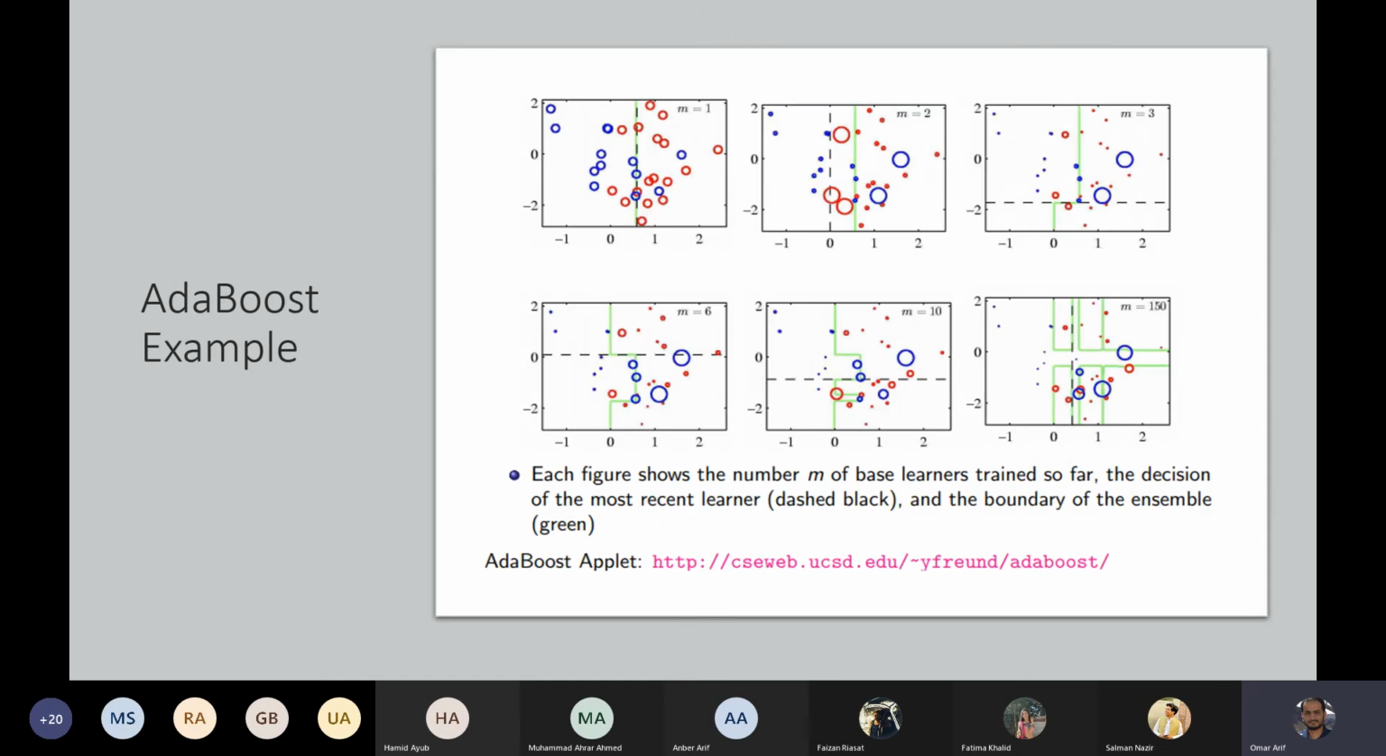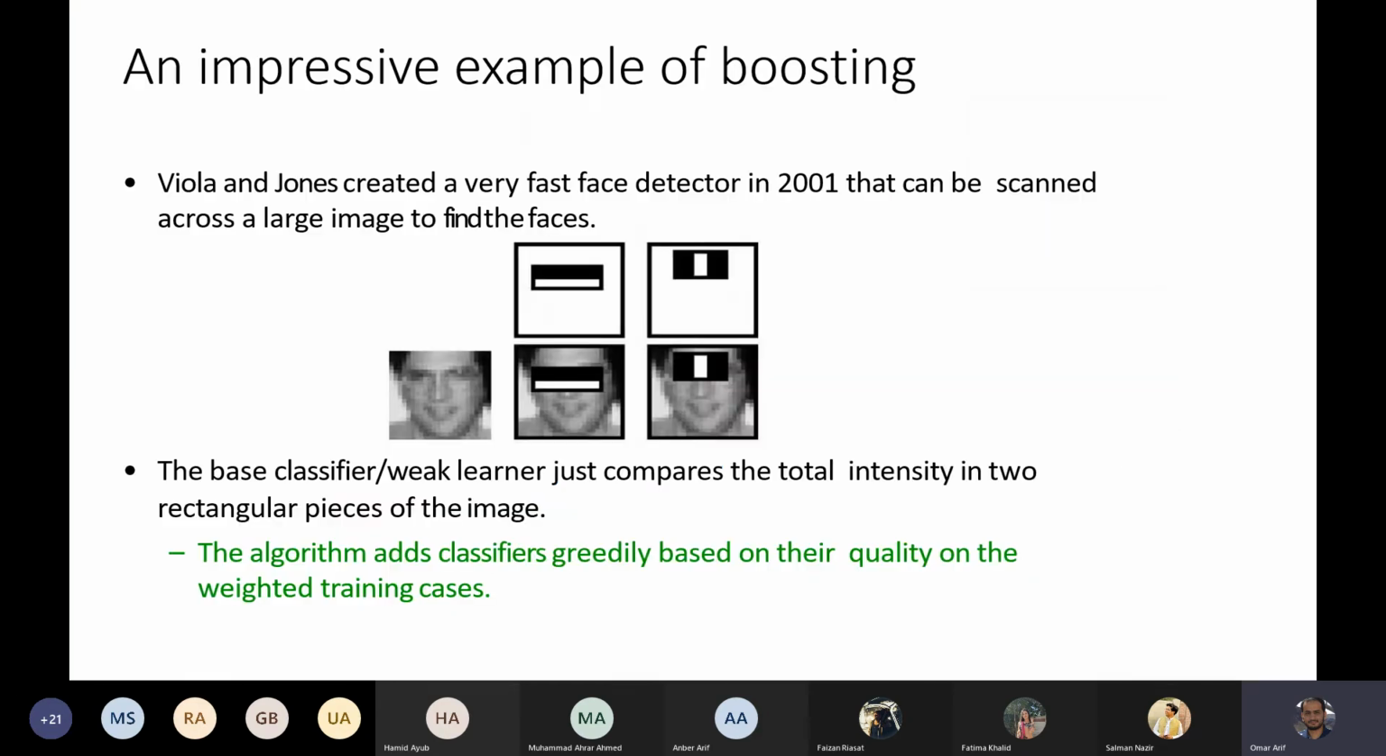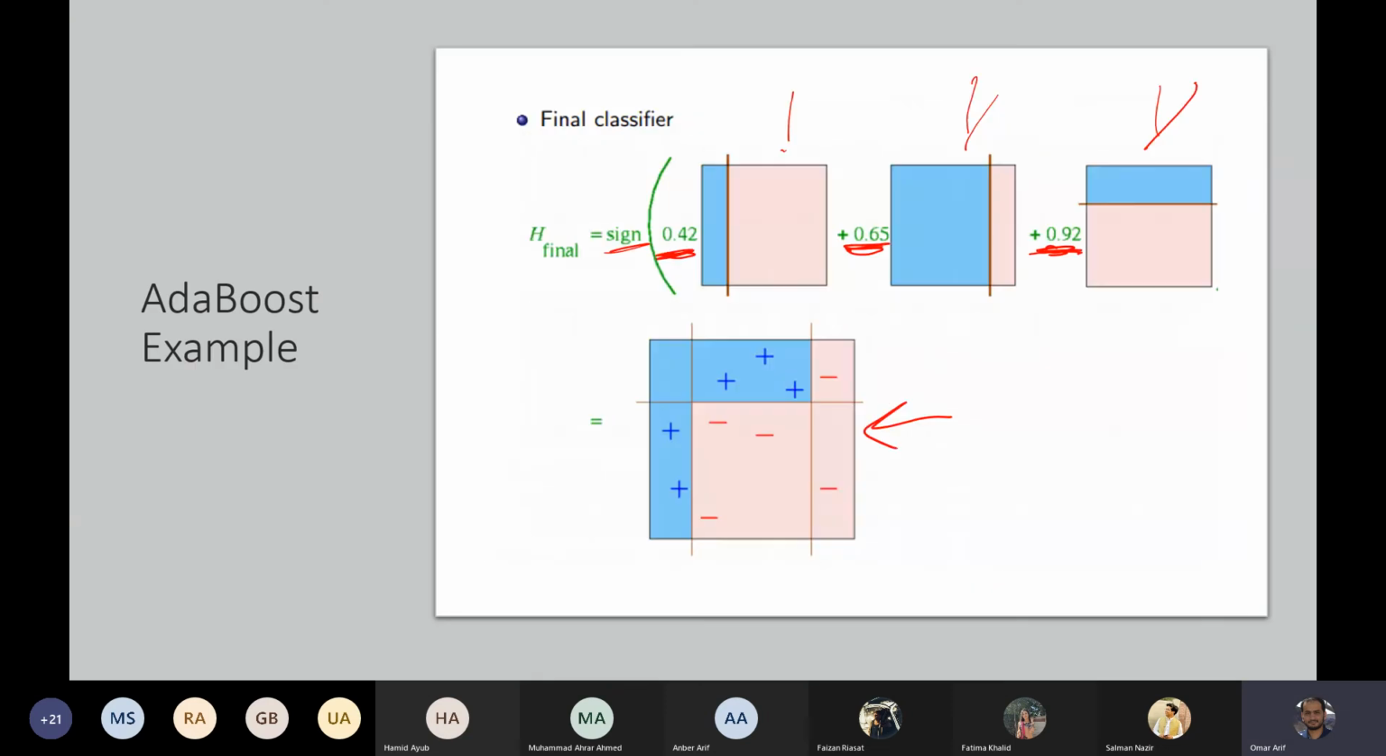Another example, you can also go to this applet to visually see how the weights change, and how the decision boundary changes as you iteratively go through this AdaBoost learning procedure. Okay. Any question?